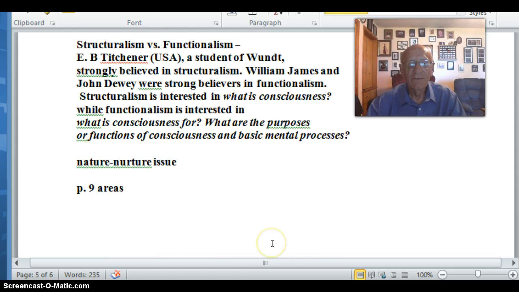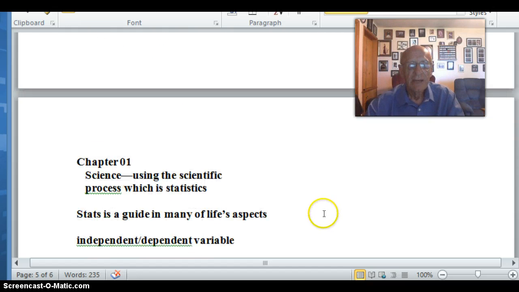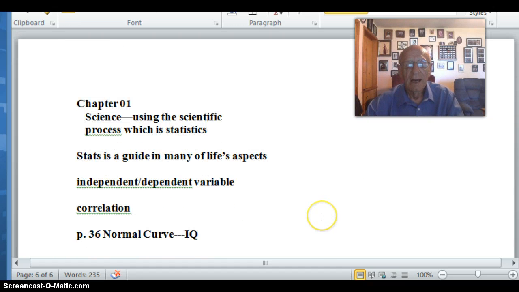Okay, we have a nature and nurture issue. On page 9, you have the various areas of psychology. Then in chapter 1, we want to make psychology a science. And to make it a science, we have to use the scientific process. And if we're going to use the scientific process, we have to use stats.